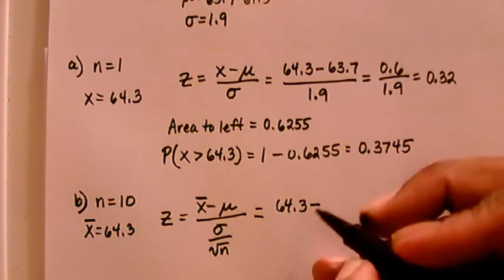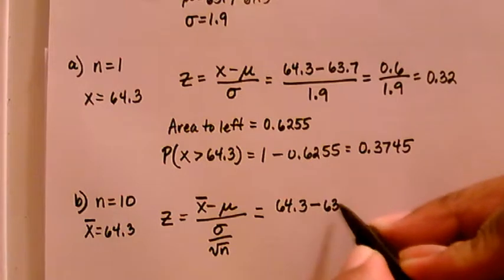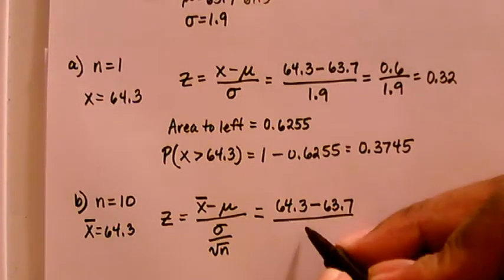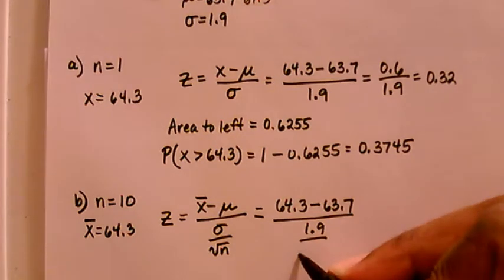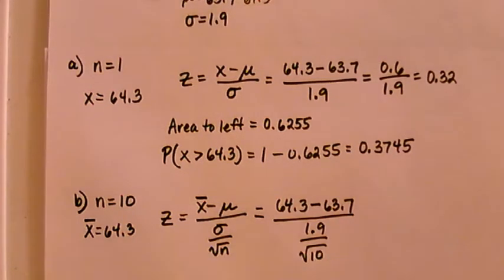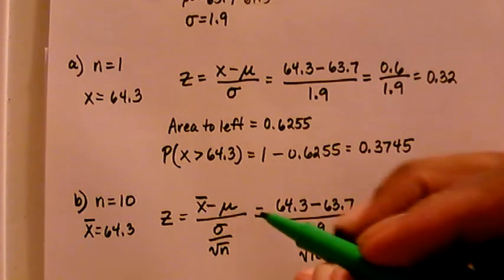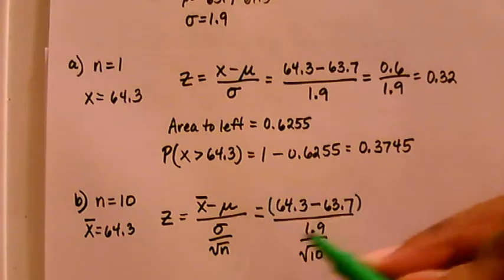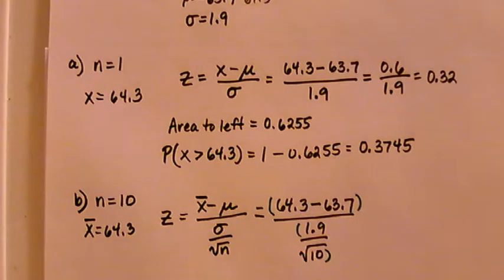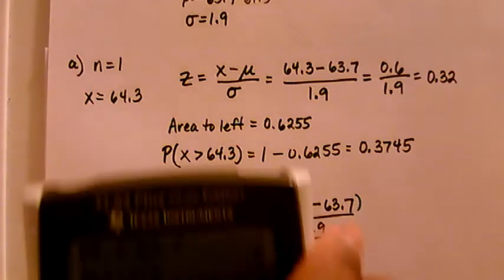X bar was 64.3 minus mu, which was 63.7, divided by sigma, that's still 1.9, divided by the square root of n, or the square root of 10. Now, in this particular situation, if you do this in the calculator, you want to make sure that you put all of this, the numerator and the denominator, in parentheses. Okay, so here's how we're going to do this in the calculator.